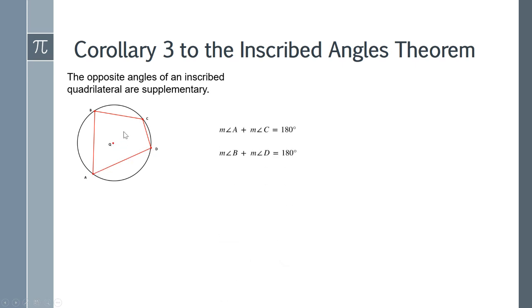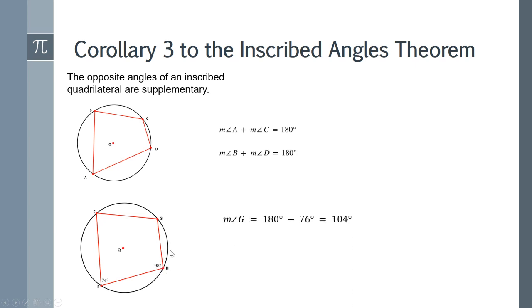And here's what that says. A plus C equals 180. B plus D equals 180. So here's an example, and I put some numbers in there this time. We've got angle E is 76 and angle H is 98. Well, to find angle G, G is related to E. So the measure of angle G would equal 180 minus 76 because the two have to be supplementary. So 180 minus 76 is 104 degrees.